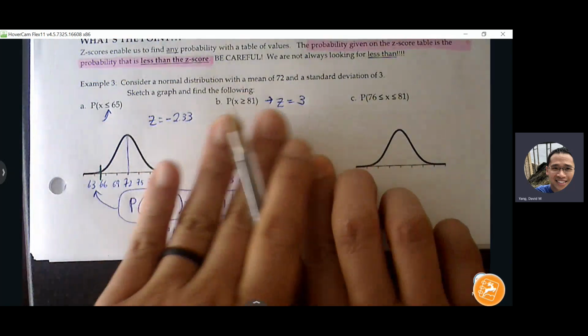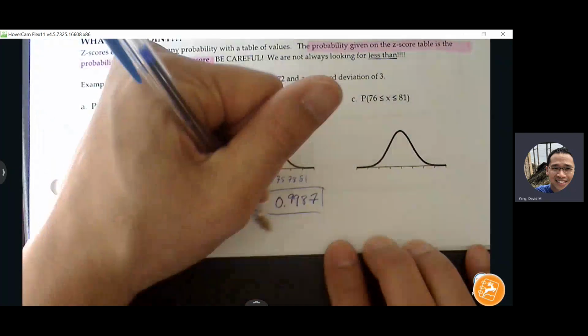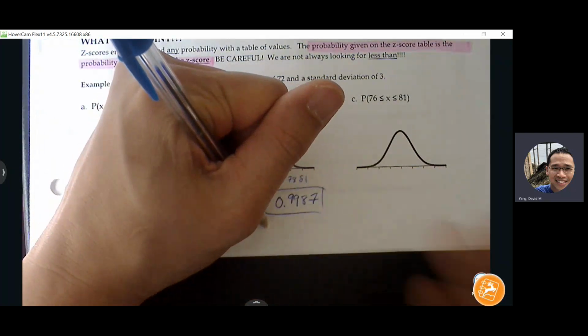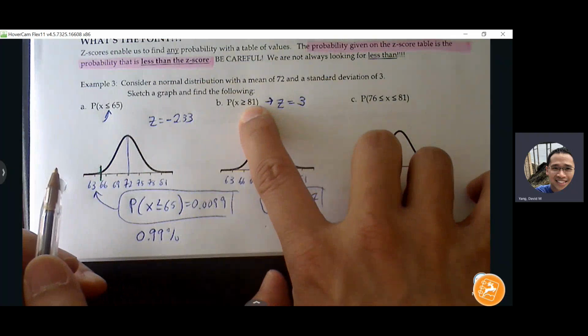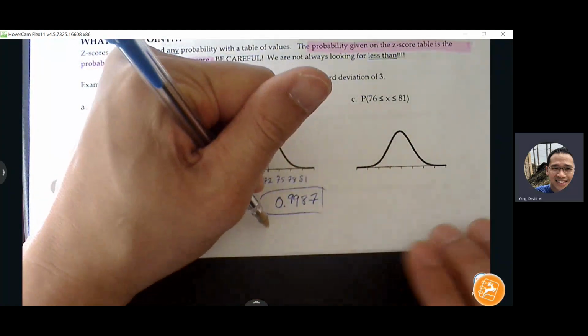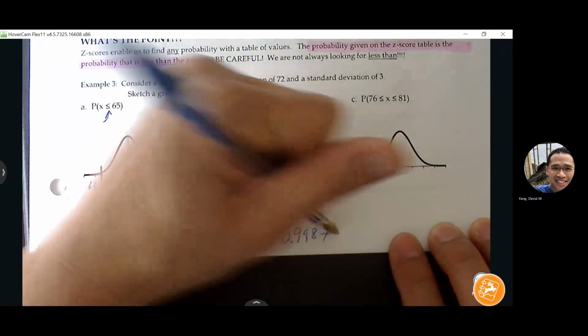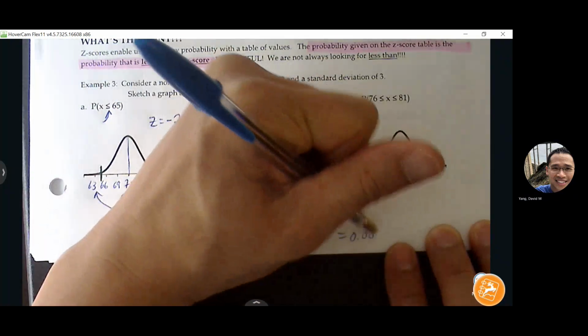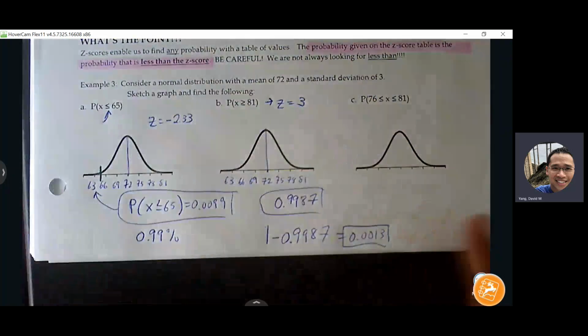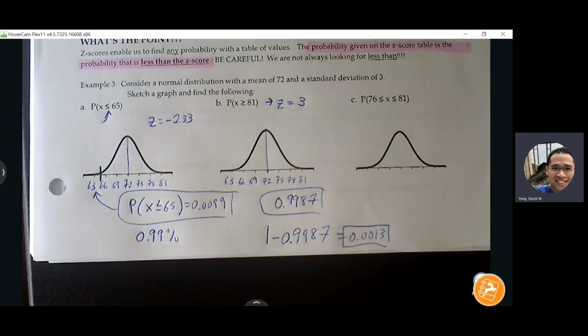0.9987, that's everything to the left of what I'm looking for. So if I want the area to the right of my z-score, then I have to do 1 minus 0.9987. Okay, so 0.0013 is the probability, and then the percentage is 0.13%.